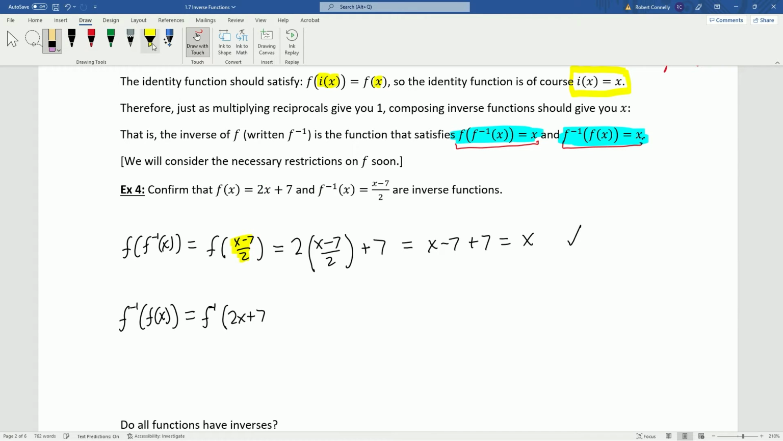So here, we're taking the x in my f inverse function and replacing it with the whole expression 2x plus 7. So this is 2x plus 7 minus 7 over 2. And there's nothing multiplying by the parentheses here, so we can drop that and just say 7 minus 7 is 0. So this is 2x over 2, which is just x. So that's good. So yes, these are inverse functions.